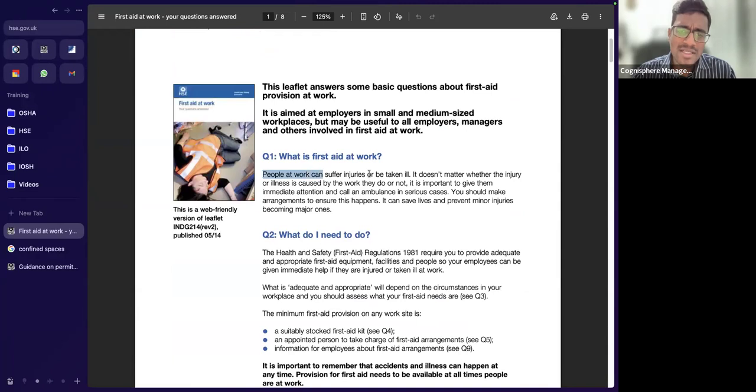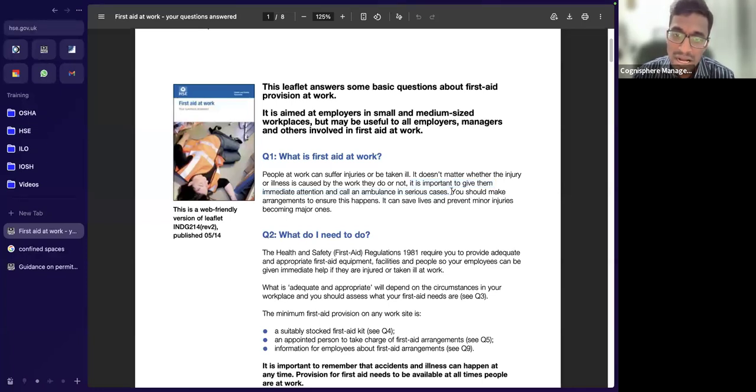People at work can suffer injuries or taken ill. It does not matter whether the injury or illness is caused by the work they do or not. It is important to give them immediate attention and call an ambulance in serious cases. So if you do not have a trained person, then immediately you will call the ambulance. Whether the person is injured or taken ill, even if it is not related to the work, it is important to call for immediate attention.